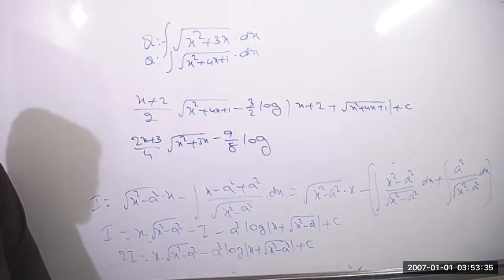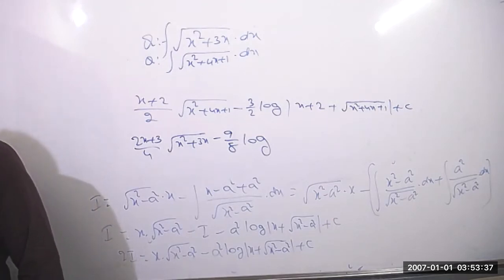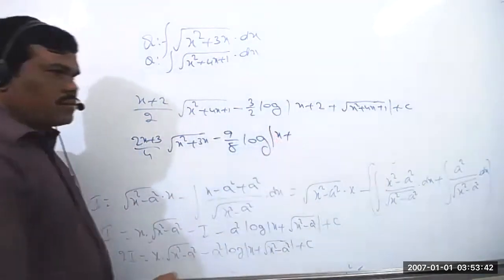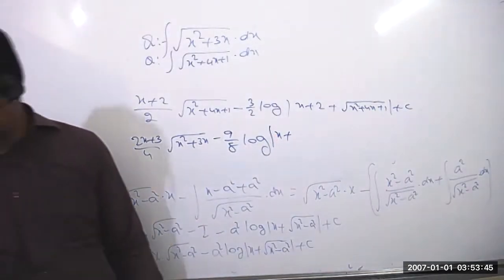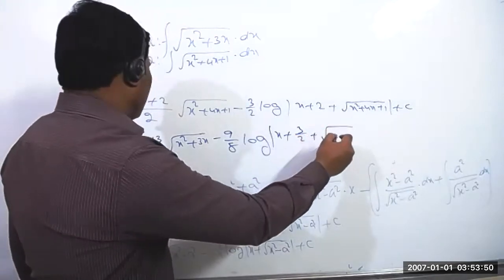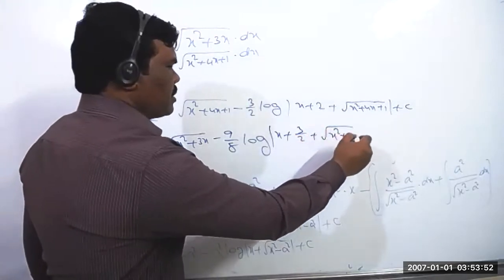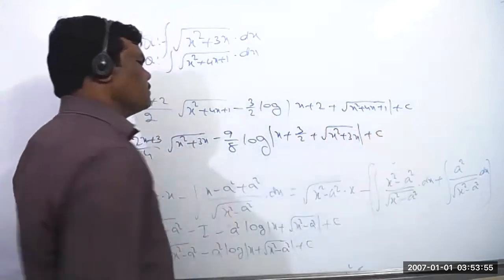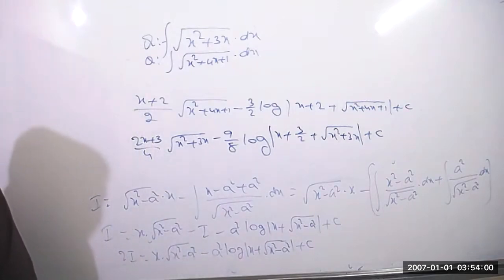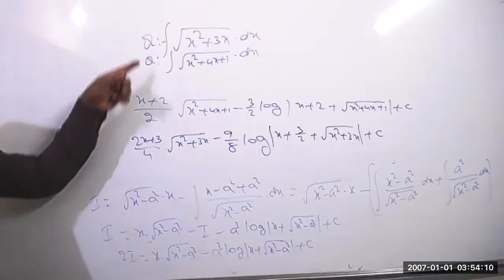Okay, it's fine. Then 9/8 into log modulus of x plus 3/2 plus root of the same, you can write, x square plus 3x, plus c. This is the answer for the first question and this is for the second one.